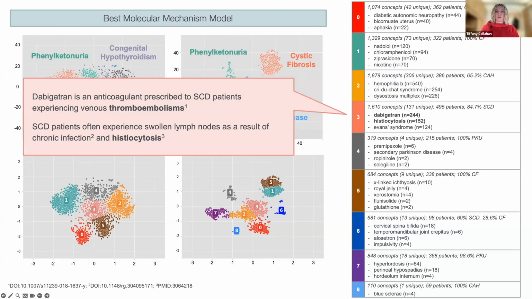So for the second subphenotype, again using the knowledge graph mechanisms, we find that dabigatran is a really important concept. And what is it? Well, it's an anticoagulant prescribed to sickle cell disease patients that experience venous thromboembolisms. And sickle cell disease patients often experience swollen lymph nodes as a result of chronic infection and histiocytosis. So again, instead of being specific medications or really specific types of phenotypes directly associated with sickle cell, like we get from the clinical data, we're getting these deeper associations, more of an underlying genetic component where you're seeing overlap between other things that might explain what you're observing, but not necessarily be directly responsible for sickle cell disease.